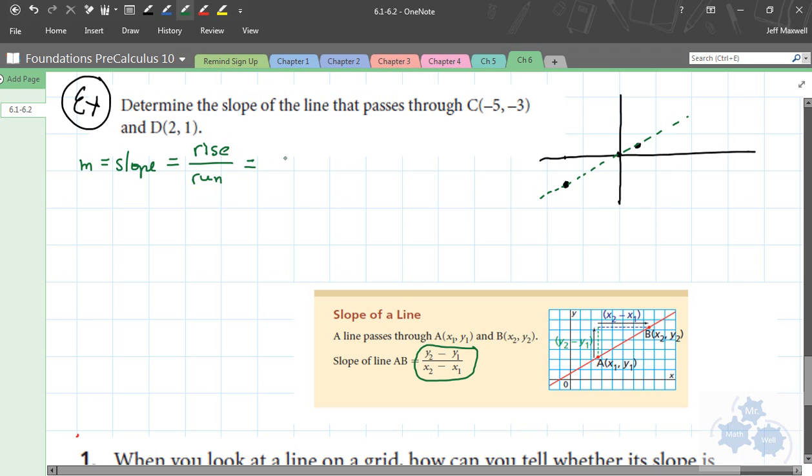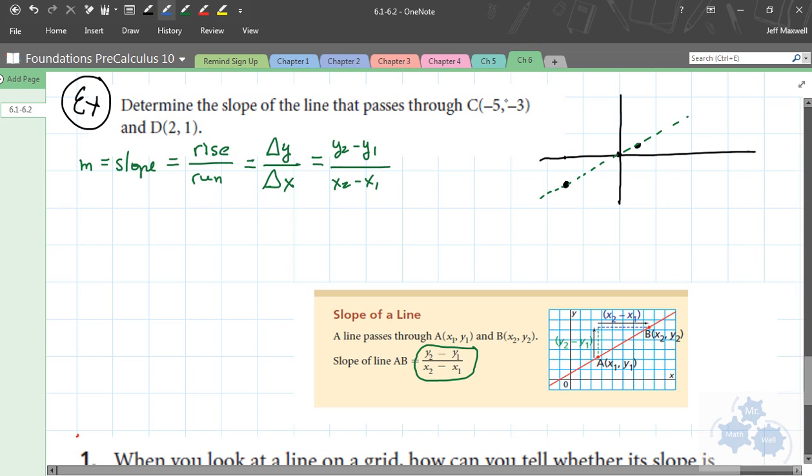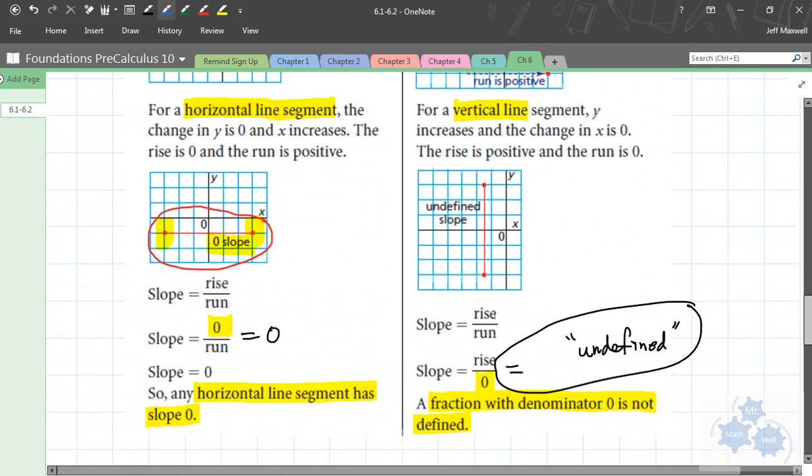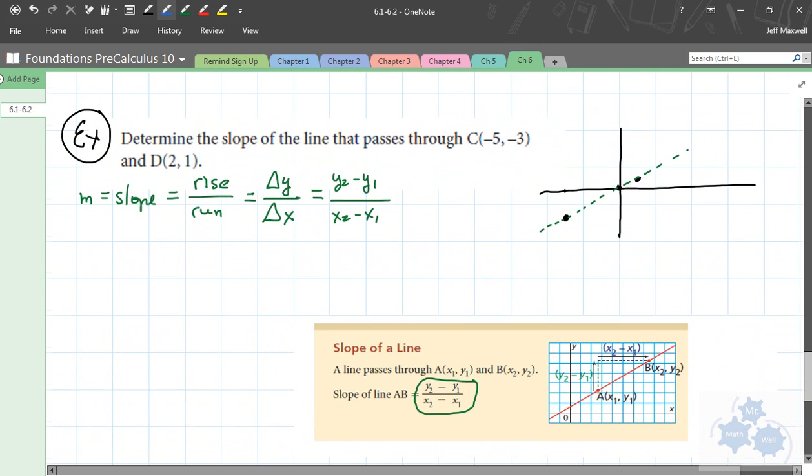And the rise can be calculated, if you remember from last chapter, it's the change in y divided by the change in x. And how is the change in y actually defined? y2 minus y1 divided by x2 minus x1. Now, it doesn't matter which point is x1, y1, and which point is x2, y2. Because as I demonstrated before, you're going to get the same slope whichever way you calculate it. Remember this one? Doesn't matter. But what does matter is throughout the question you keep it consistent.